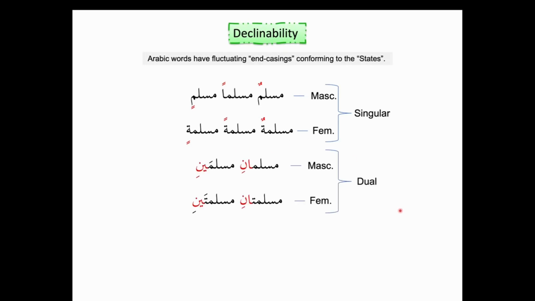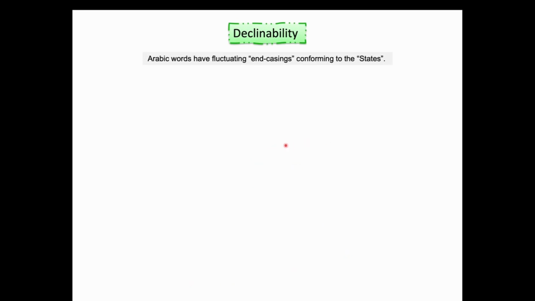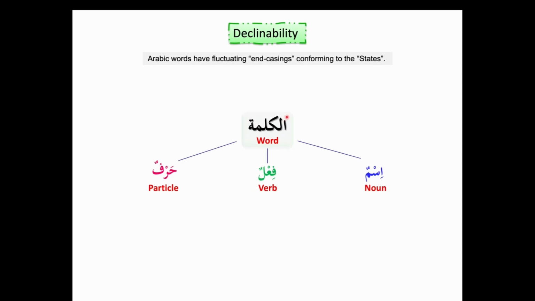If it's dual, masculine, Muslimani and Muslimaini, and feminine, Muslimatani and Muslimataini. And if it's plural, masculine, Muslimuna and Muslimina, and feminine, Muslimatun and Muslimatin. So all of these fluctuations we are seeing on this word Muslimun is an example of what we mean by declinability. Now, not all words in Arabic are declinable.